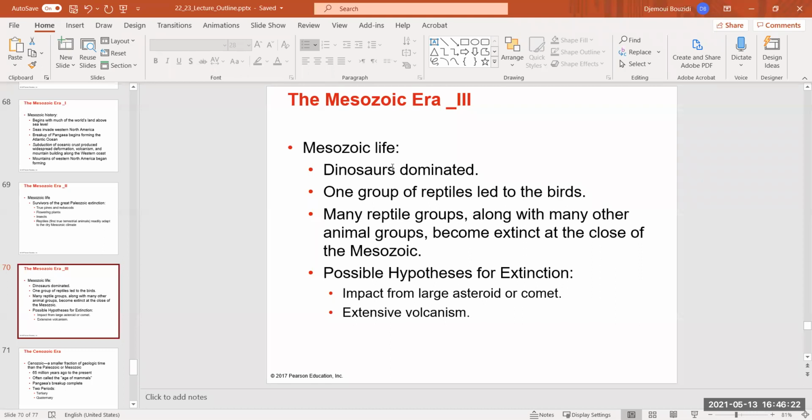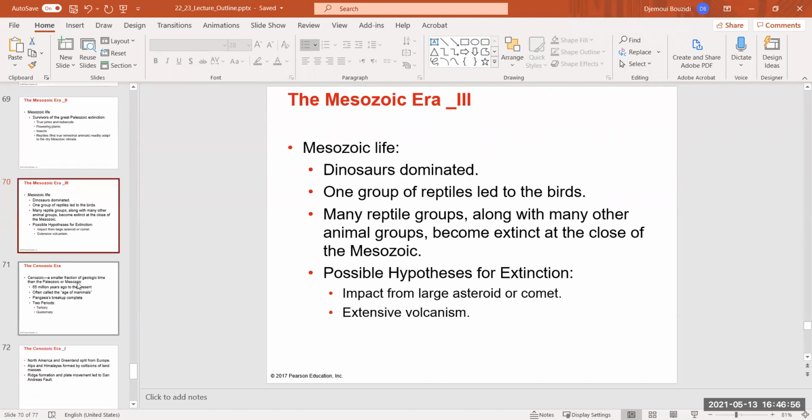Again, it's dominated by dinosaurs, and one group of those reptiles, of course, led to the evolution of birds. But then it ended abruptly around 65 million years ago. There are a couple of competing theories for it. One of them is a comet or asteroid that most likely hit the Yucatan in Mexico, and that caused a massive extinction because the temperature went down big time. Or extensive volcanism, or both. It could be that both of these processes led to that.